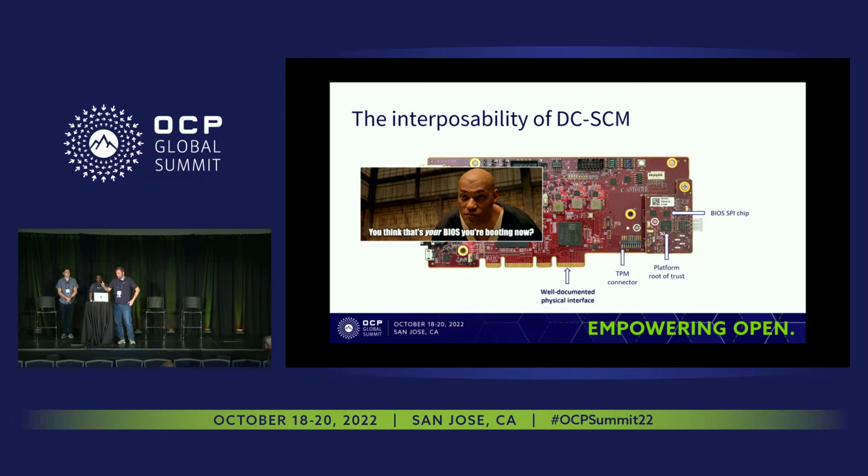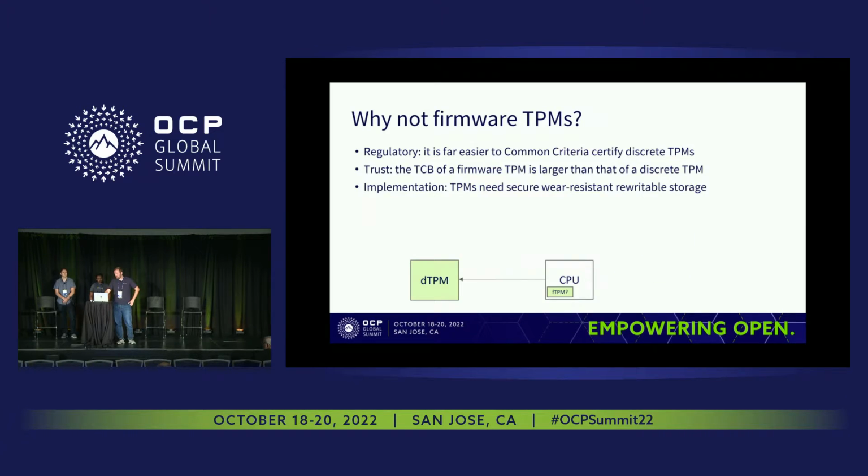Now, there's some nastiness involved with interposers here. One might think, okay, can we take the TPM and move it into the CPU? Like firmware TPMs, are they a viable alternative? In some cases, that might be just the thing to do, but that is not a widely applicable solution for a couple reasons.